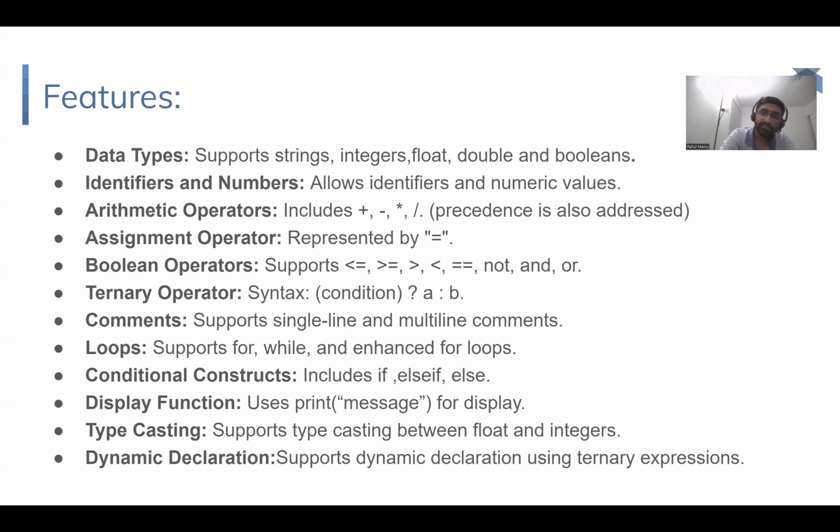Then we have loops. We have three types of loops. We have the for, while, and an enhanced for loop, which is the Python version of the normal for loop. Then we have the conditional constructs: the if, else if, and else.